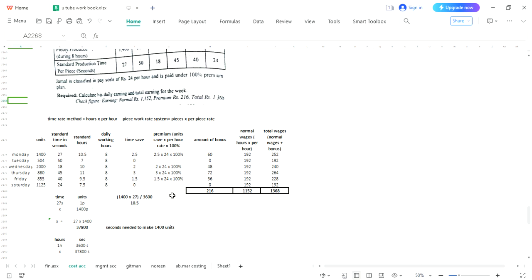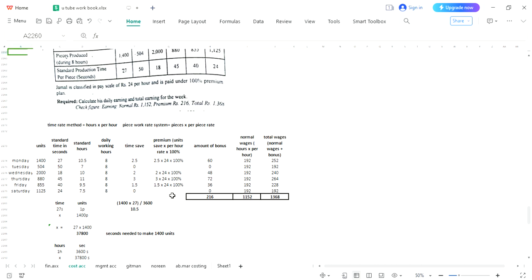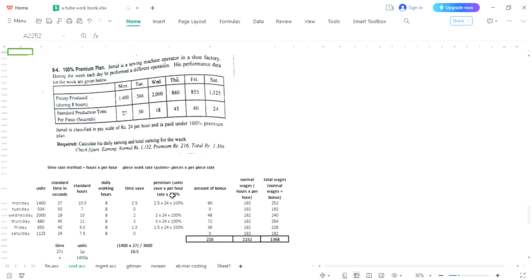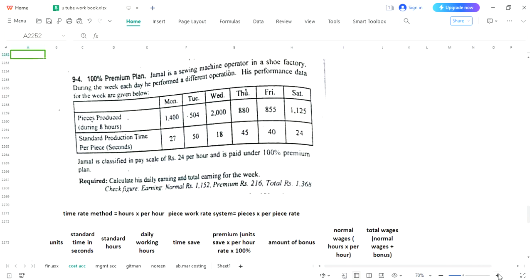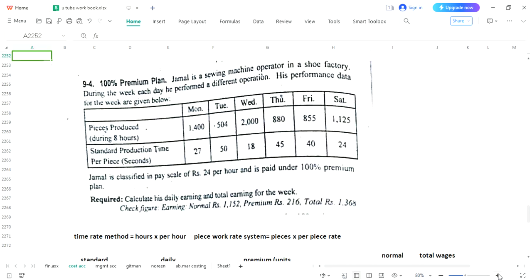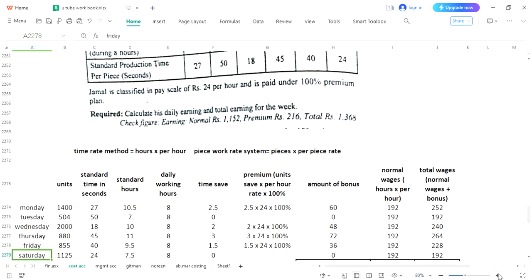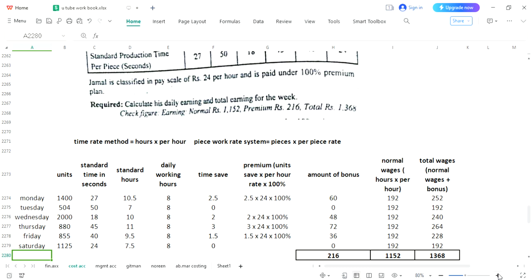Okay, question has been completed, but still I'm requesting you, if you have any query or question regarding the solution of this problem, you are very welcome to ask your questions, and hopefully I would be available instantly to answer your queries. Question has ended.